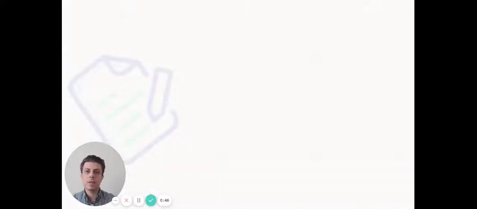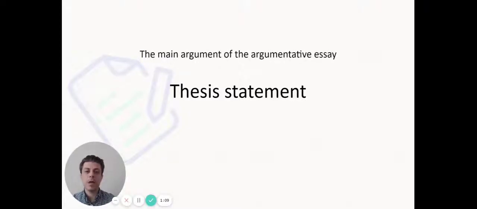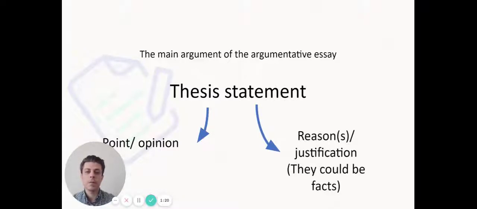Now, before we get started about the PEE method, let's remember. So the thesis statement of the essay is the main argument of the argumentative essay. And it has two main parts: a point or an opinion, and the reason or justification. This could be facts.